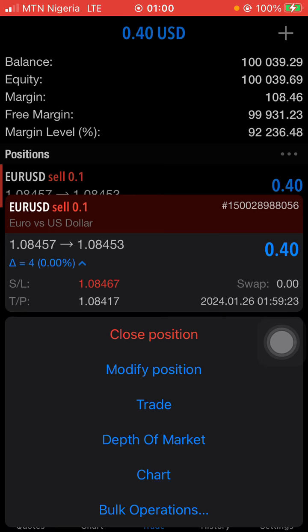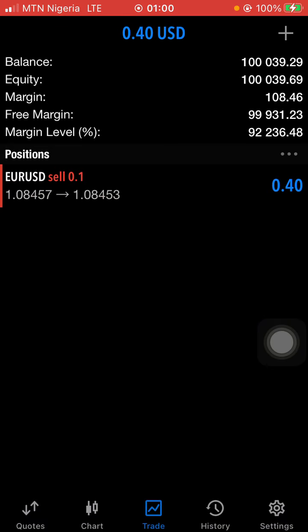So you have your take profit on 1.08417 and your stop loss at 1.08467. So when you've done this, you've placed a trade with your take profit and your stop loss.